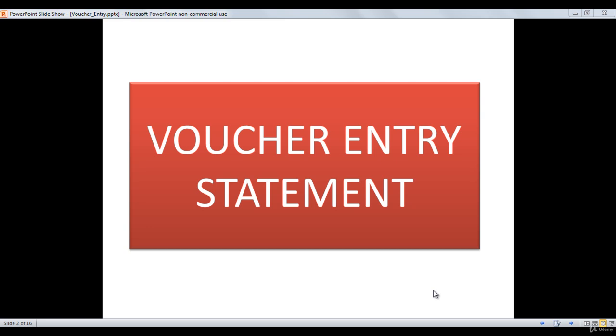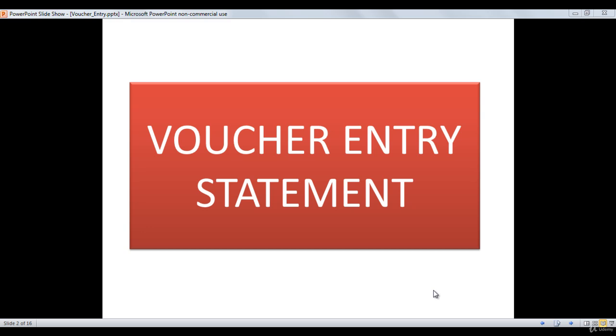Voucher entry, if you are not doing it in Tally, let's say you are doing it on book, then there are three golden rules of accounting which we need to keep in mind. The first golden rule is debit the receiver, credit the giver. Second is debit what comes in and credit what goes out. The third one is debit expenses and losses, credit income and gains.